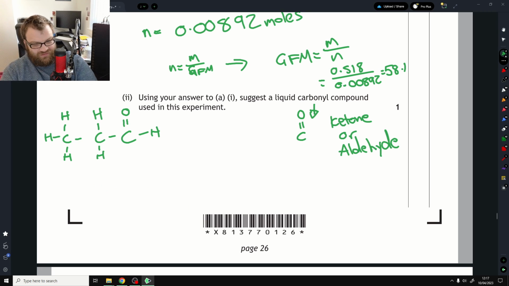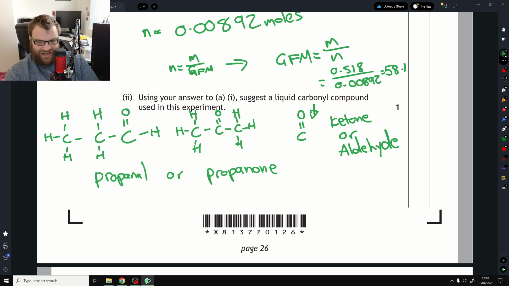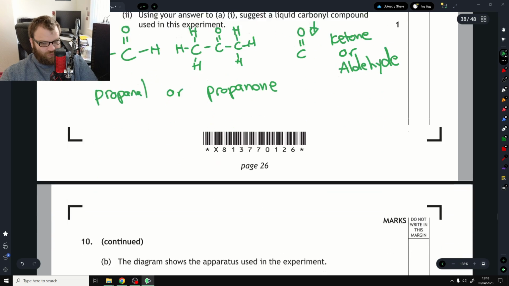The other way it could be drawn is we have the double bond O in the middle. We'd have C double bond O. We'd then have our carbon here with our H's on there. You have your aldehyde on the left, so the C double bond O is at the end. This would be your aldehyde. There's 3 carbons, so this would be propanal. Or you could have propanone with the carbon double bond O in the middle. We're not told which version it is. They're not telling us about any reactions that happen or anything like that. So either of those would work. Propanal or propanone.